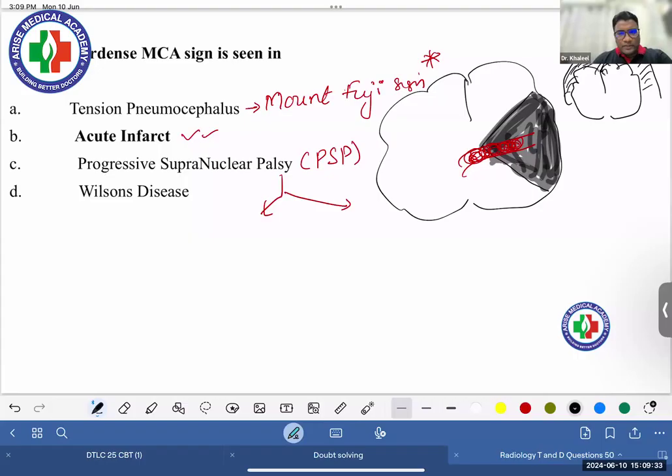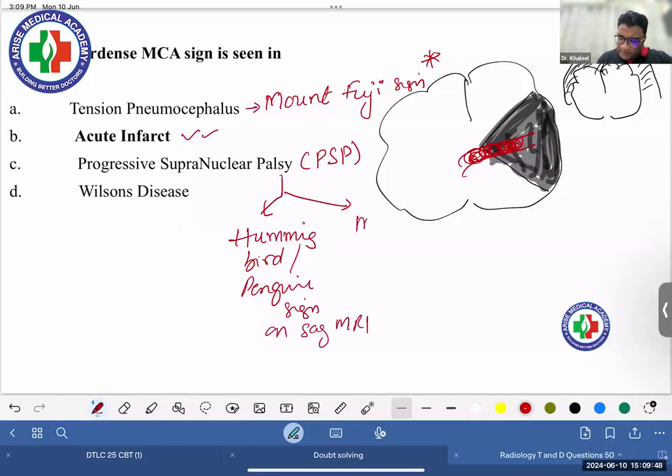So very good, Akshar. You're talking about the hummingbird sign. Hummingbird sign, also called the penguin sign. This is seen on sagittal MRI. And you also have a Mickey Mouse appearance on axial MRI. So these are seen with progressive supranuclear palsy.